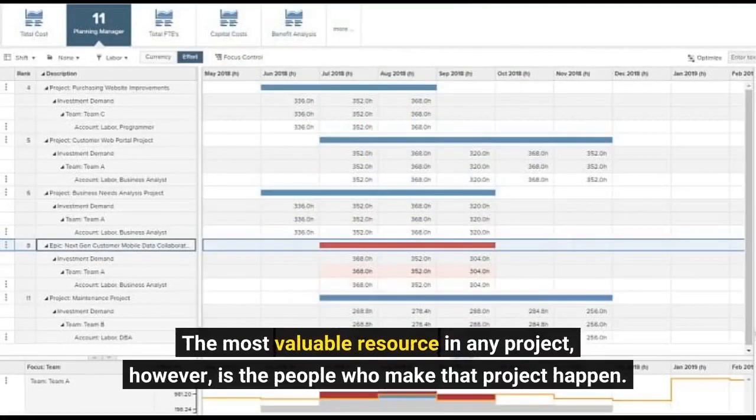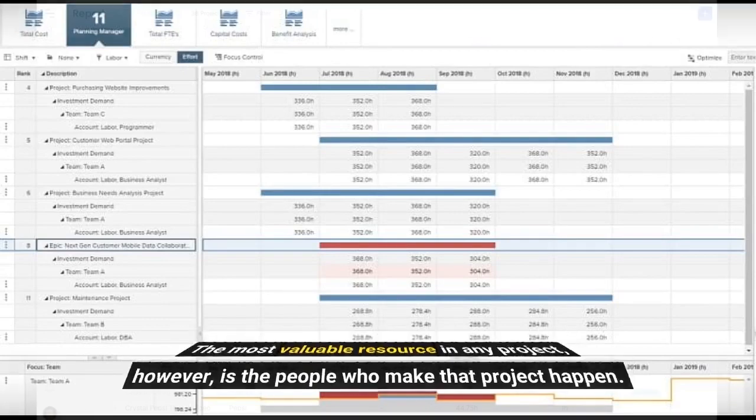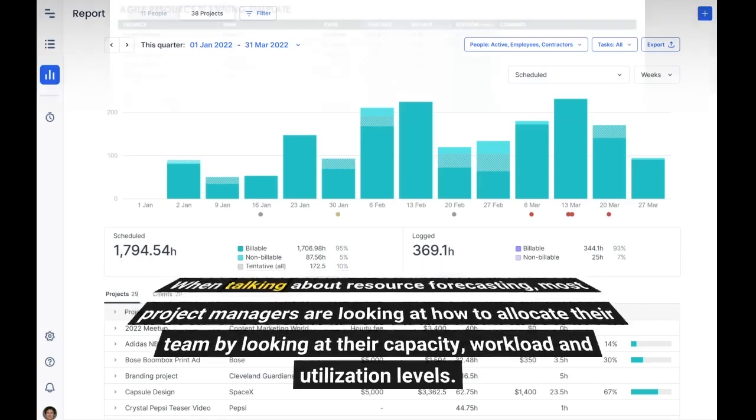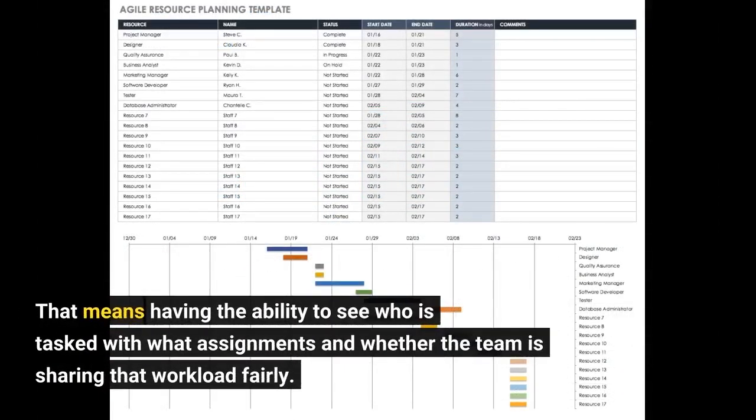The most valuable resource in any project, however, is the people who make that project happen. When talking about resource forecasting, most project managers are looking at how to allocate their team by looking at their capacity, workload, and utilization levels. That means having the ability to see who is tasked with what assignments and whether the team is sharing that workload fairly.